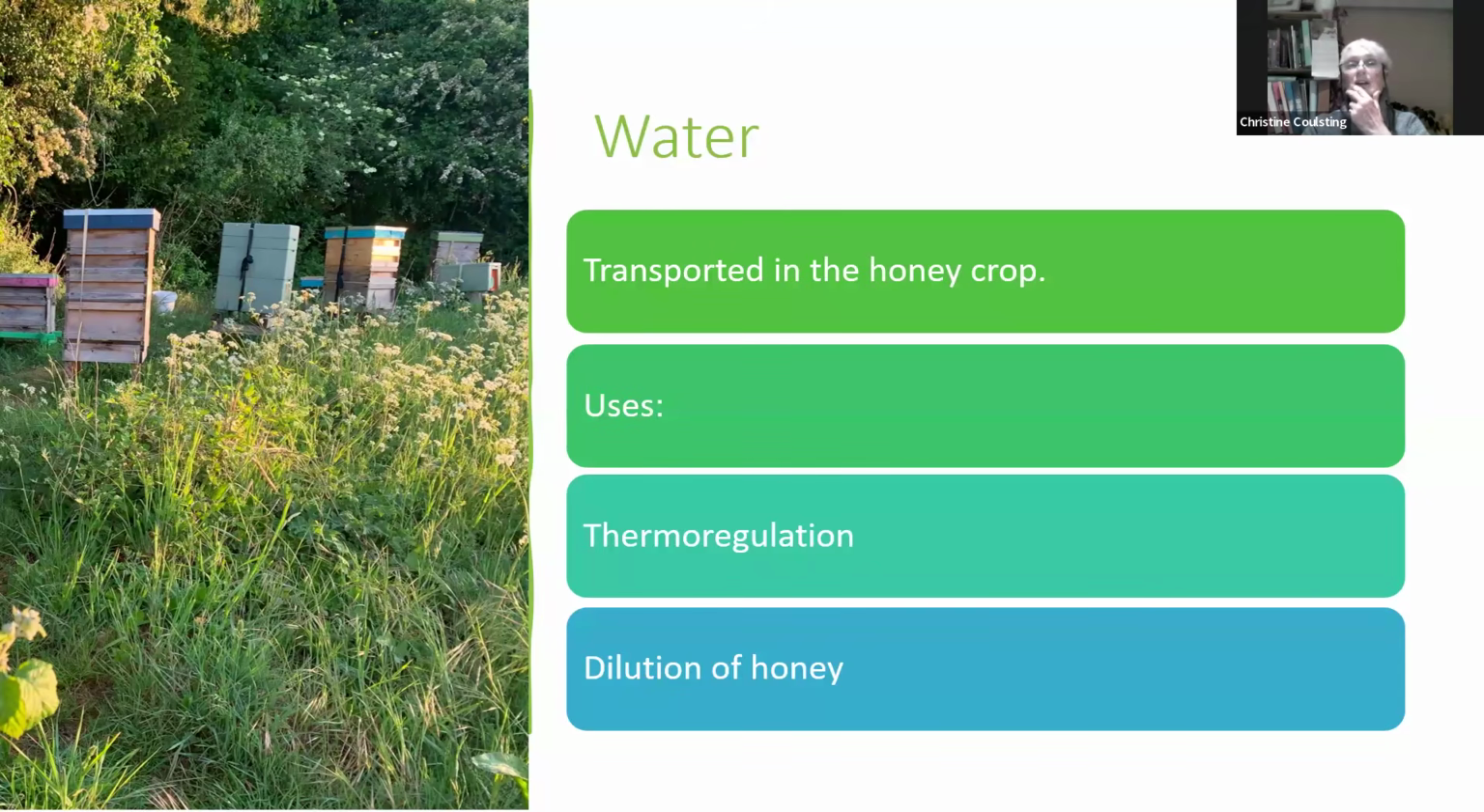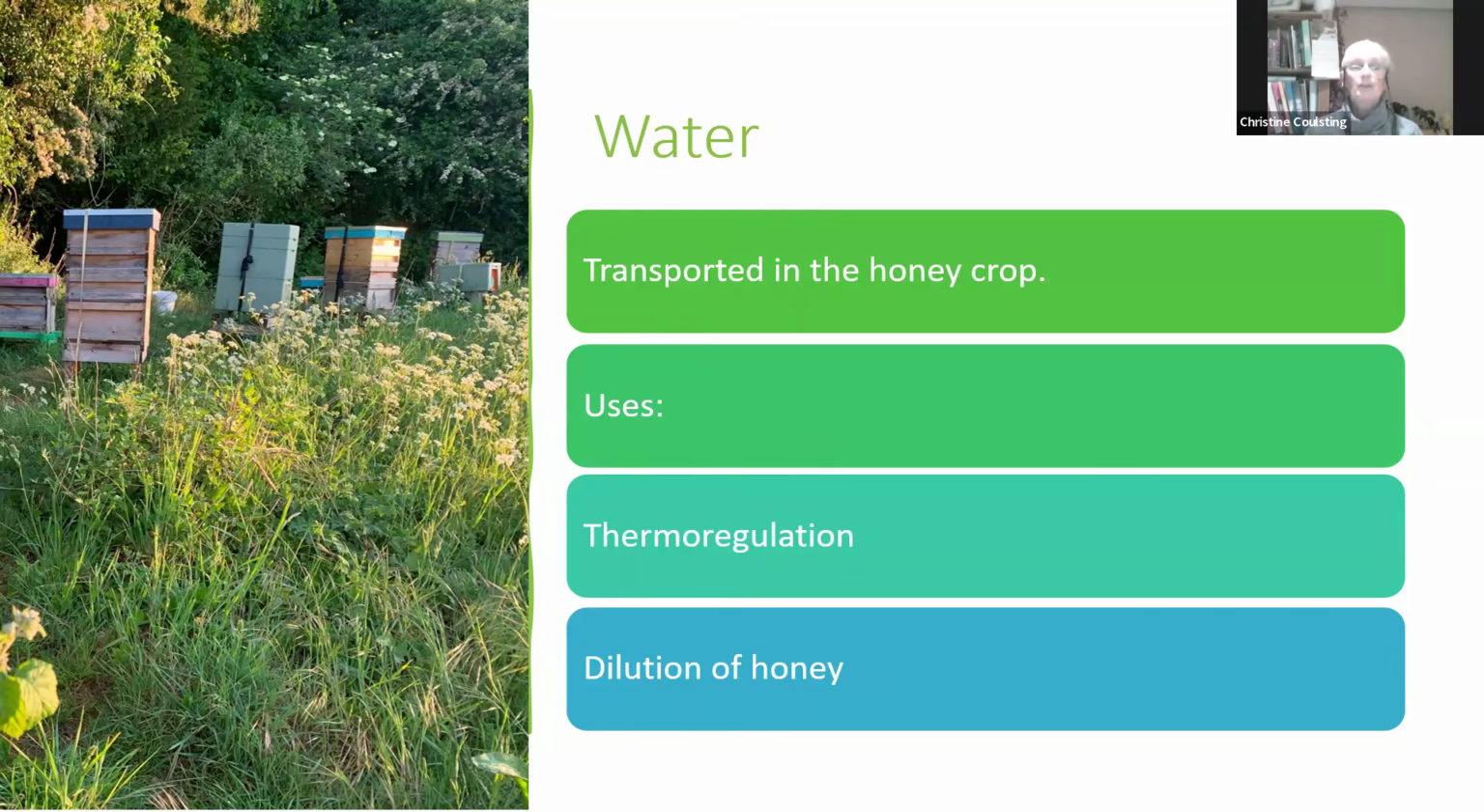Other products the bees require are water, and that's transported in the honey crop too, and it's used for thermoregulation. So the bees need to keep the temperature down. They bring it in on demand, really. If the temperature goes up, then they will have an increased demand for water. They bring more water in, and they will paint it over cells or paint it over comb, and they will use fanning to evaporate the water and reduce the temperature.